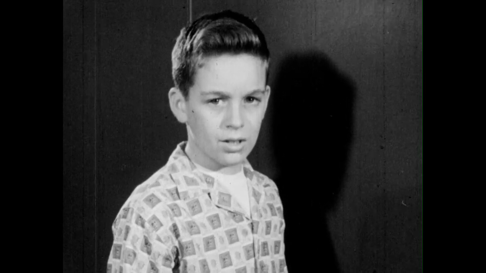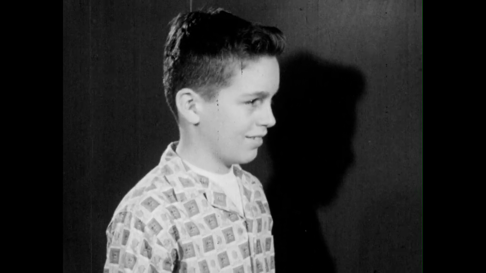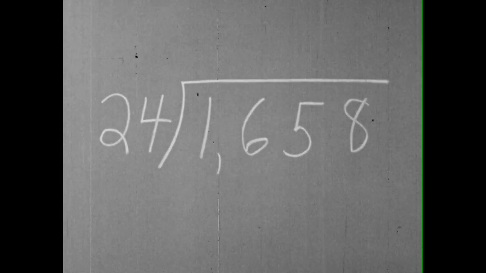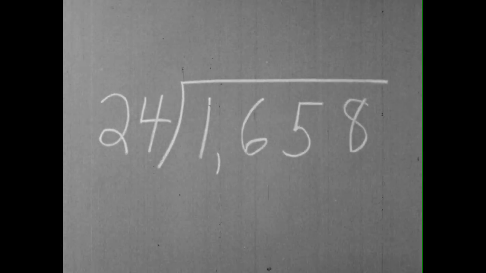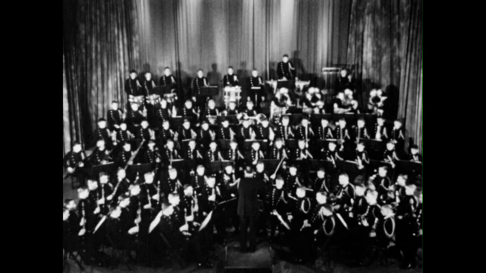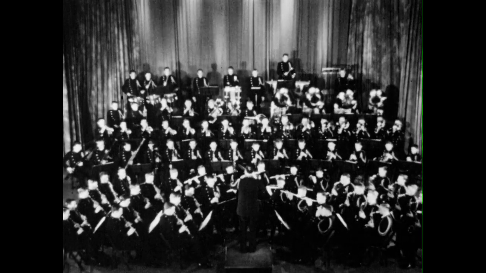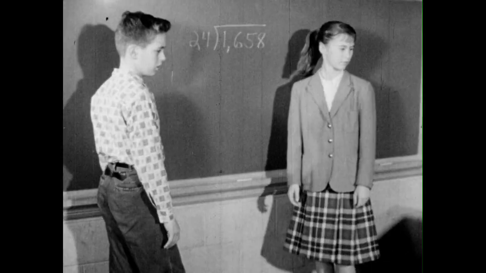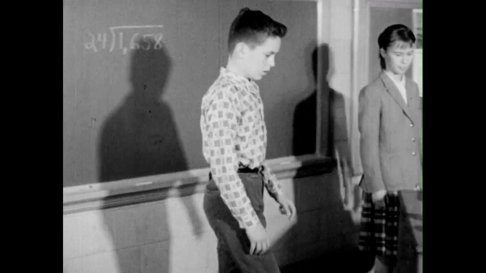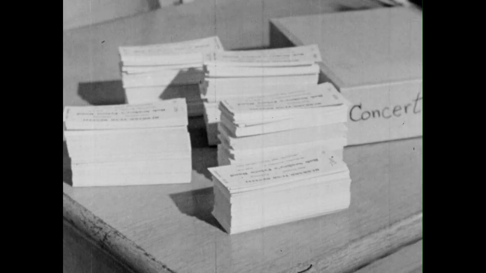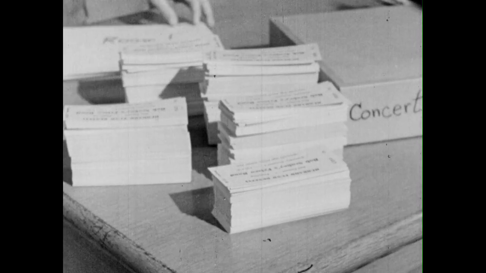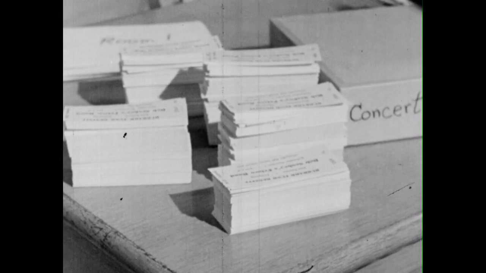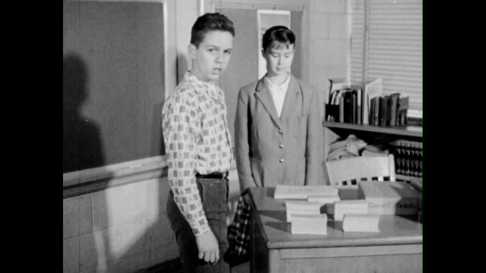Very good. Now let's look at the problem that's been giving you trouble. 1,658 divided by 24. Here's what this problem is about. The school band is going to give a concert next month in the school auditorium, which holds 1,658 people. Linda and Bob are on the ticket committee, and they want to divide the 1,658 tickets to be sold equally among the 24 rooms of their school. How many tickets should each room get? Bob, can you work the problem now?